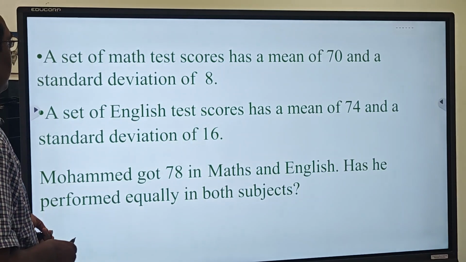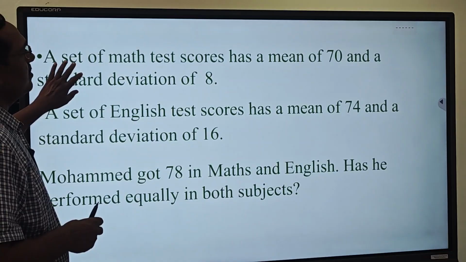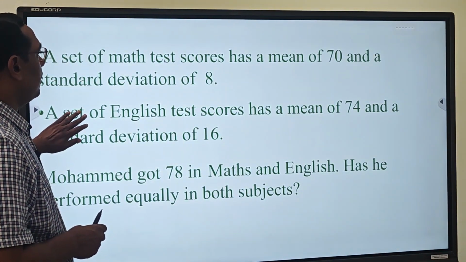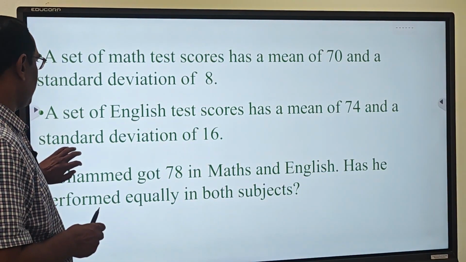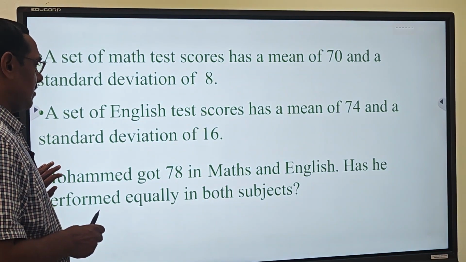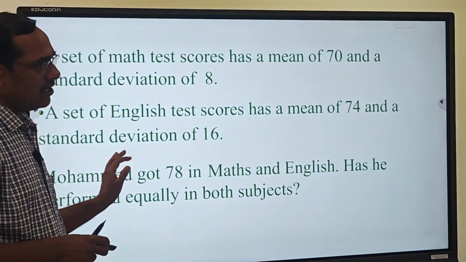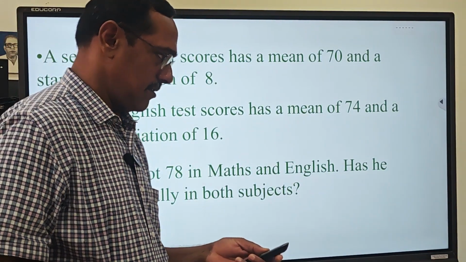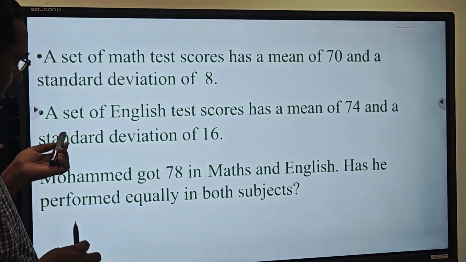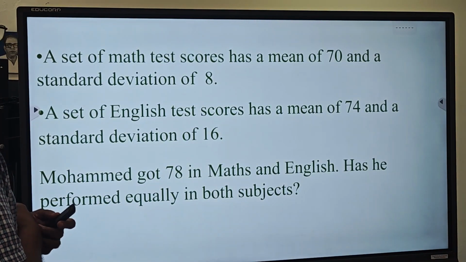Just for an example, a set of maths scores has a mean of 70 and a standard deviation of 8. A set of English test scores has a mean of 74 and a standard deviation of 16. Muhammad got 78 in maths and also 78 in English. Has he performed equally in both the subjects? Since the marks are equal, 78 in maths and also 78 in English, how was his performance? Whether it's equal or not equal?